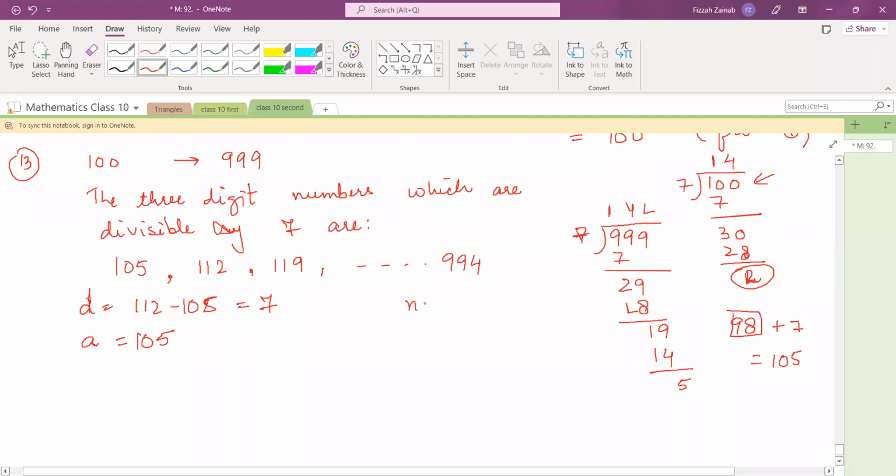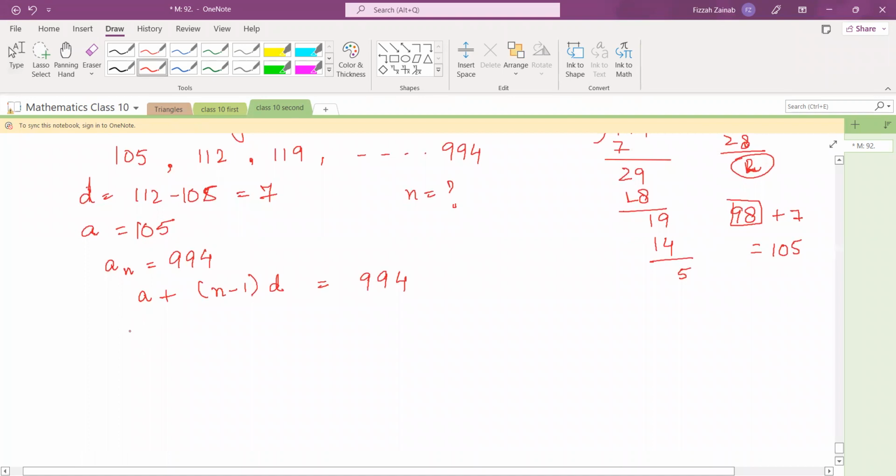You have to find n, correct, Harsha? Ultimately, you know the last term, that means you know your nth term, and you want to find which term 994 is. This is the last term which is divisible by 7, and you want to find what is n. So a plus n minus 1 into d, that is the nth term, is actually 994. Now you put the values of a and d here and find n. a is 105 plus n minus 1 into d, d is 7. Now solve it and tell me what is n here.